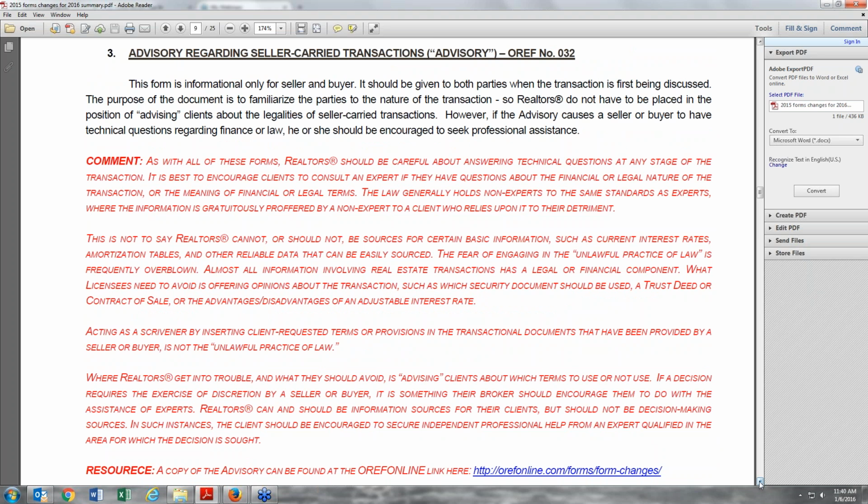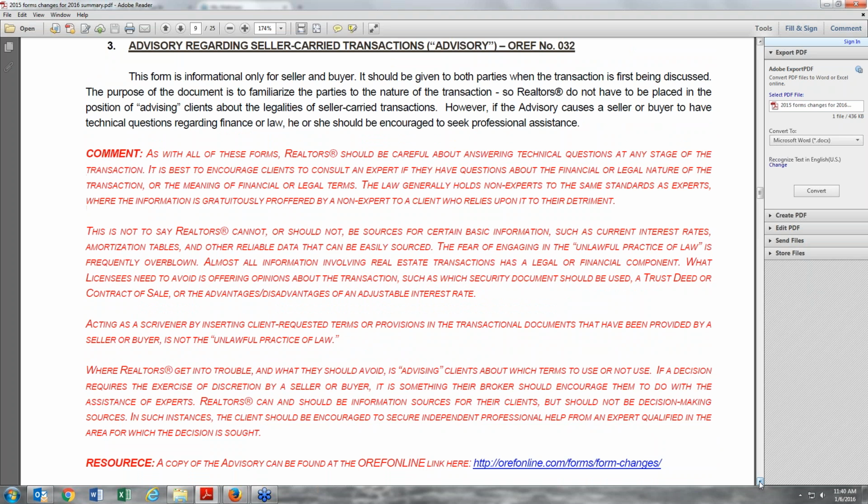So basically, it's a risk management tool for realtors, so that it makes it clear that they're not going to be answering technical questions. They can act as a scrivener, and that's the main thing that they're going to be doing, but they're not going to be talking to the seller or the buyer, making recommendations about what kind of legal documents to use or what kind of terms to be putting in the transaction.